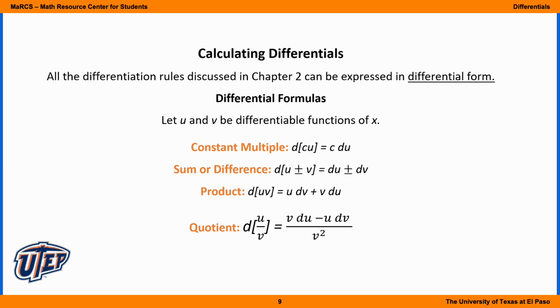Now our product rule carries over. The derivative of the product of two functions, u times v, is the same thing as u times the derivative of v plus v times the derivative of u. And then lastly, our quotient rule. If we're taking the derivative of u divided by v, that is equal to v times the derivative of u minus u times the derivative of v, all divided by v squared.